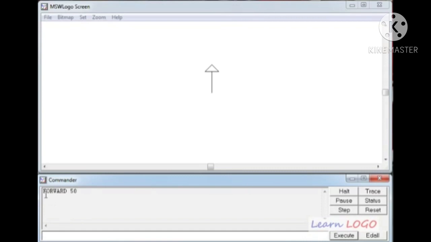Okay, the forward command makes the turtle move forward. The format is forward, space, number of steps to move. The turtle moves 50 steps forward and draws a line. Leave a blank space between the command and the number of steps and press the enter key.